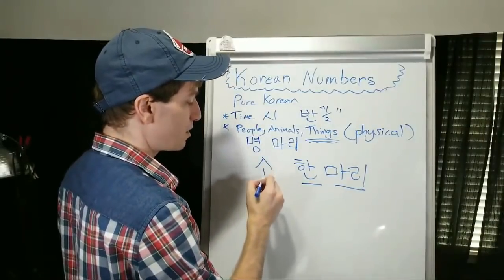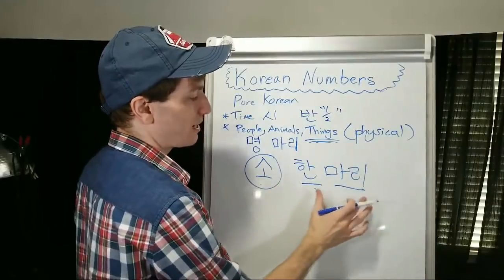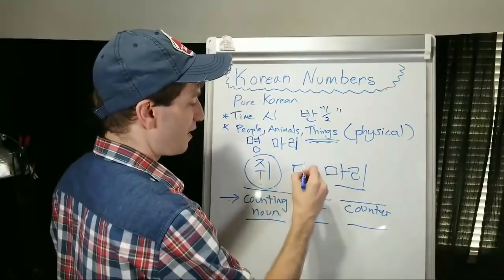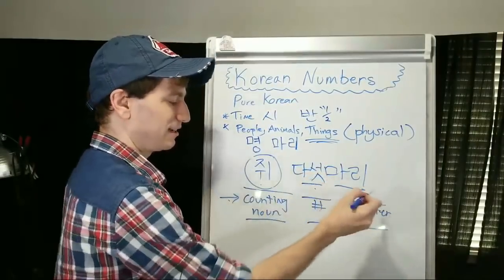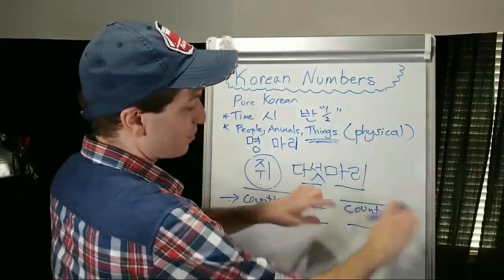So for cow is 소. So you would say 소 한 마리, cow 1. If you want to count rats, so 쥐 is mouse or rat. So 쥐, 5 mice. 다섯 마리, mice, 5 of them. So remember this order: the noun, the number, then the counter.